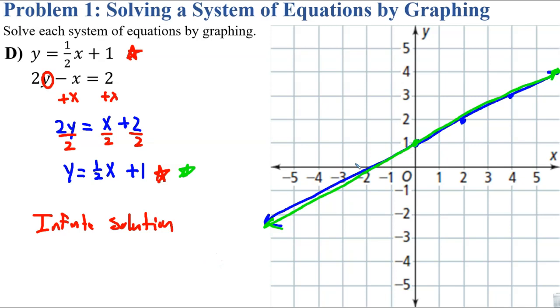There's an infinite number of ordered pairs, x and y values, that are going to make this system of equations true. And again, graphically, you'll notice that's the case when you have a system that reduces down to the same line. So we have infinite solutions.